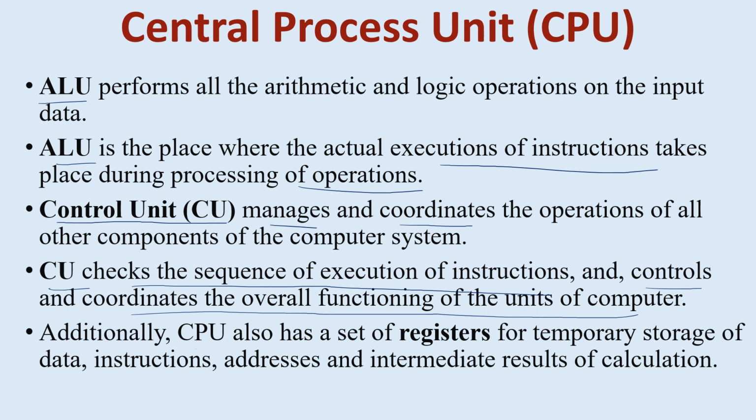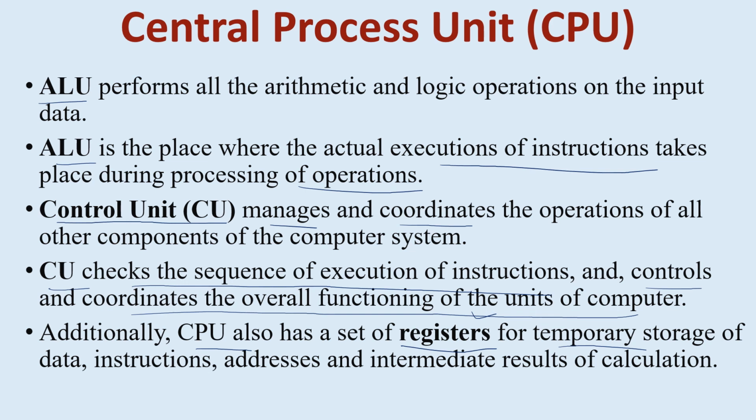Additionally, CPU has a set of registers. So registers are the fastest unit of memory. These are the fastest unit of the memory which work at the same speed at which the CPU works. So registers and the CPU both work at the same speed. Registers, which are contained in the CPU, are used for temporary storage of data, instructions and addresses and intermediate results of the calculation.